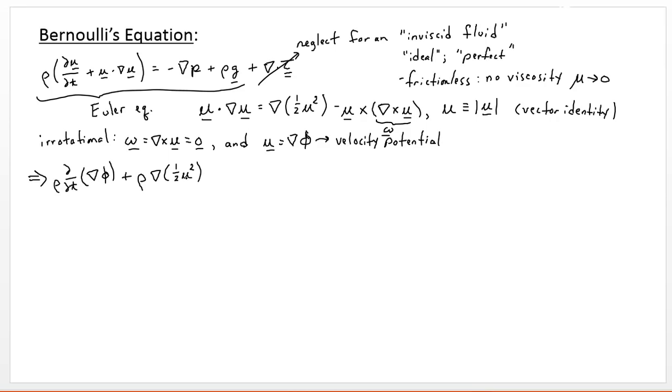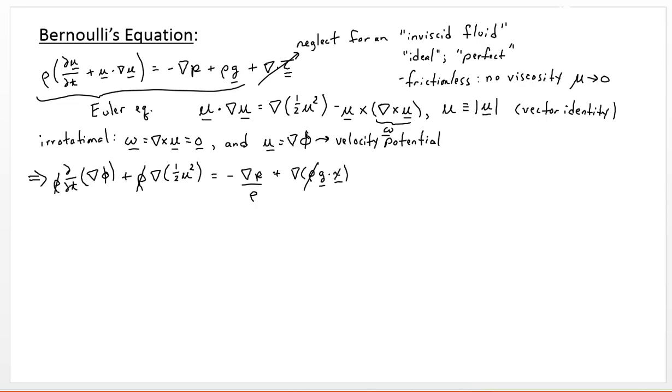And then we have the right-hand side, so we have minus the gradient in the pressure, plus we can write the rho g term as the gradient of rho g dotted with x, where x is the position vector. So now we can divide by the density, assuming it's constant density in this case.